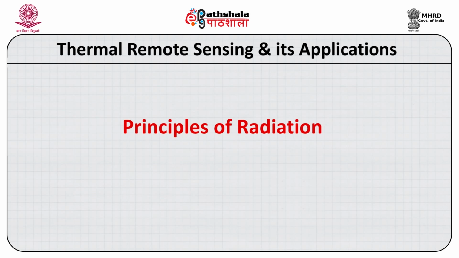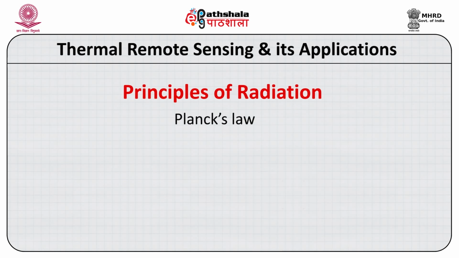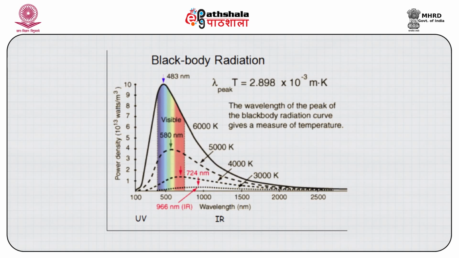Now I would like to explain the principles of radiation. It is Planck's radiation law which states that all objects above absolute zero temperature radiate electromagnetic radiation energy. Planck's radiation law describes the amount of emitted energy per wavelength depending on the object's temperature. Here we have Figure 5. With the help of Figure 5, Planck's radiation law can be illustrated very precisely.